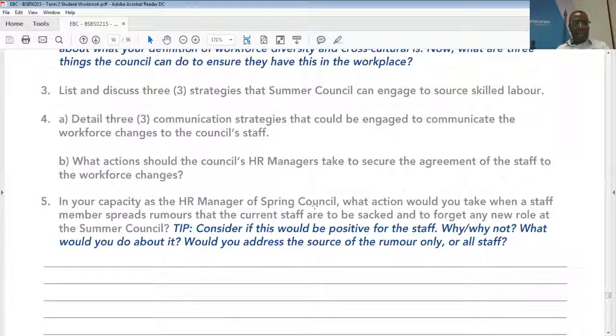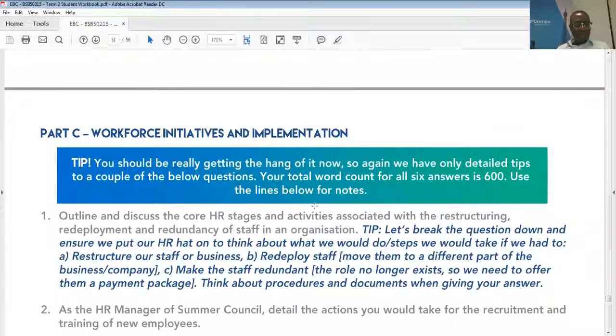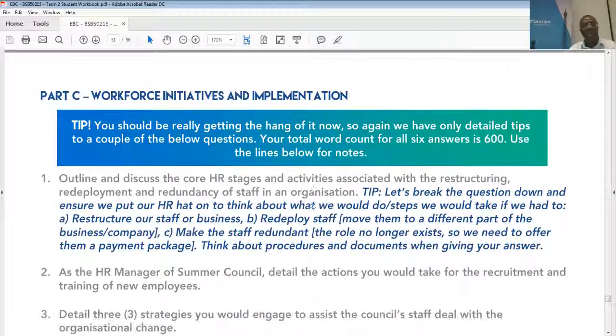Now, okay, let's go to the next one. Part C, workforce initiatives and implementation. Number 1 says, outline and discuss the core HR strategies and activities associated with restructure, redeployment, redundancy, and organization. So what are the activities that are involved in this?